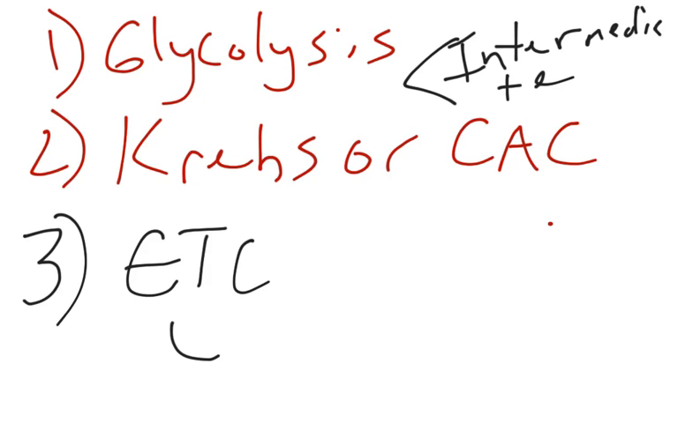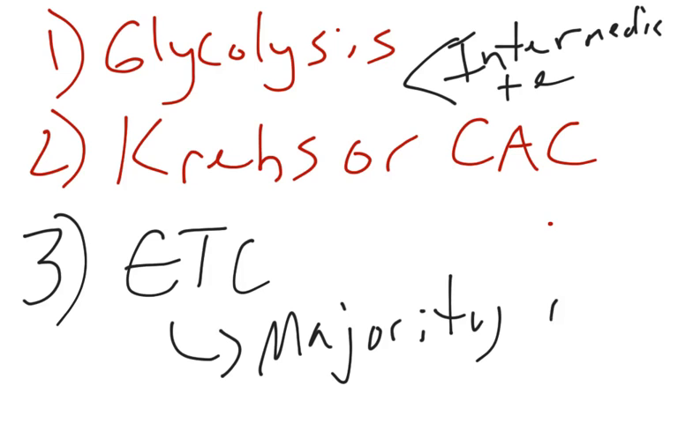Okay, this is where we make the majority of ATP. Okay, so the majority of our ATP comes from the electron transport chain. So like you'll see in your book where they'll either say 36 or 38 total ATP, right? Well, we're going to be looking at 36, and 32 of those ATP come from the electron transport chain. Okay, that's how much the majority of it is.